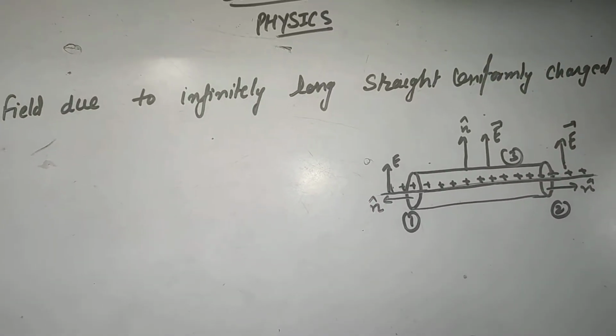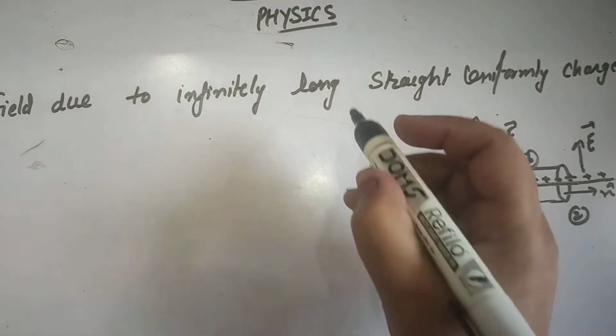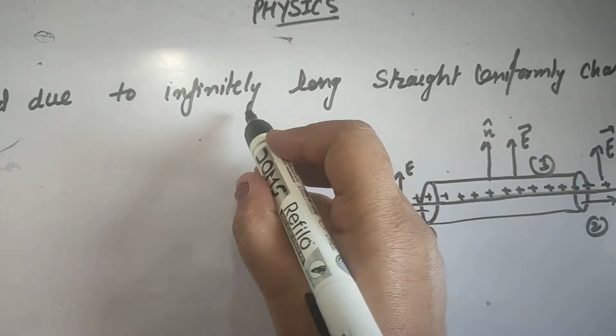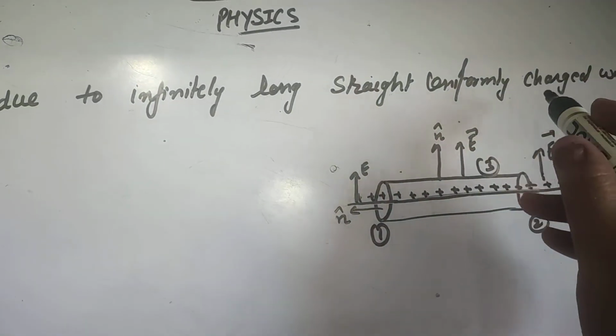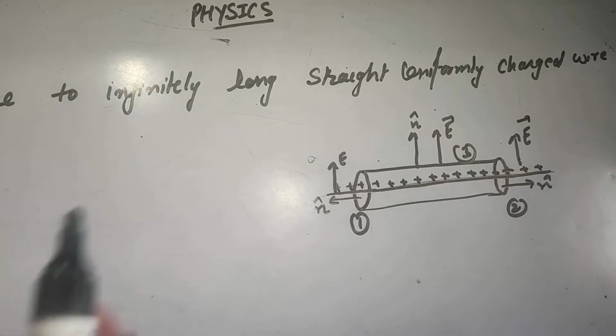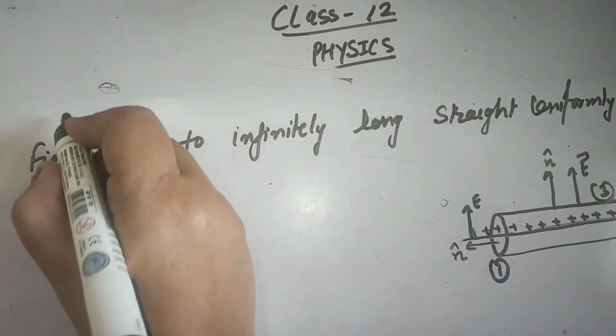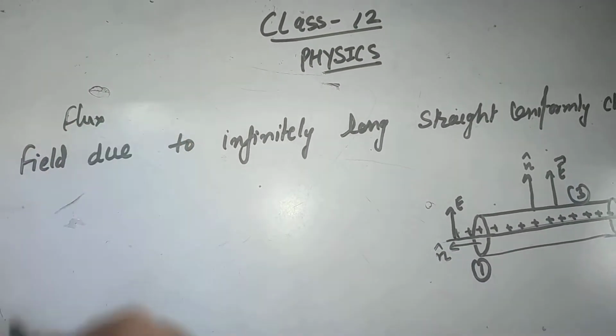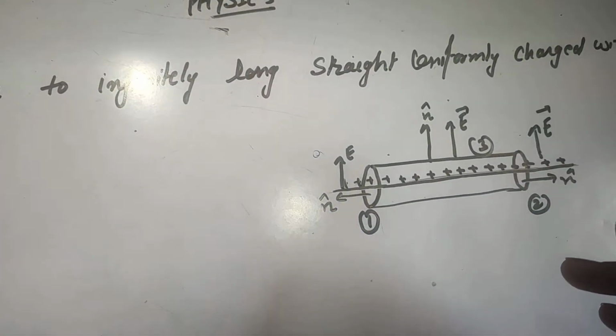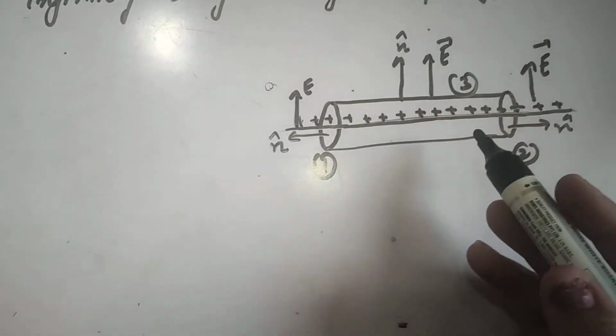Let us now use Gauss law and find out the field intensity due to infinitely long straight uniformly charged wire. Field intensity, field due to means flux due to infinitely long straight uniformly charged wire. Here I have drawn the diagram.